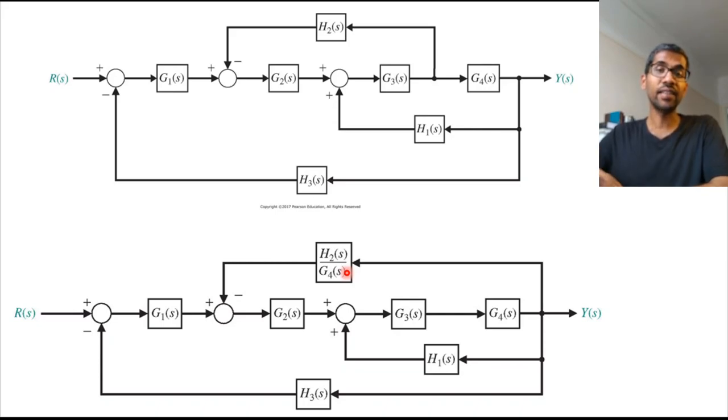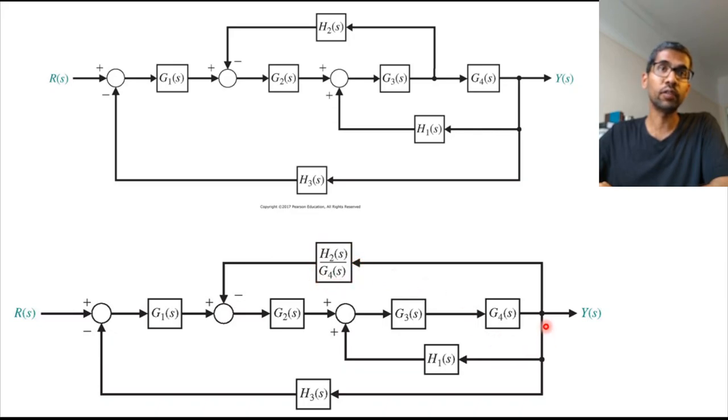One of the ways in which you realize that you want to do this is by looking at the transformations that I showed you in one of the previous videos. And there's a list of transformations, and one of the transformations, this transformation is also there when you want to move a pick-off point after a gain. Okay, so once we move the pick-off point here, this gain at the feedback becomes H2 over G4.